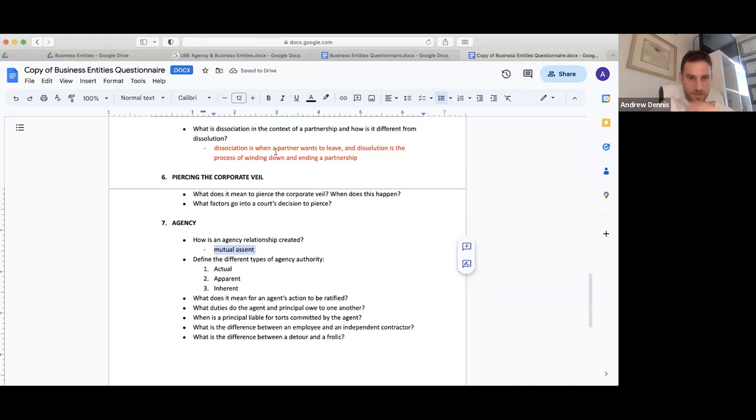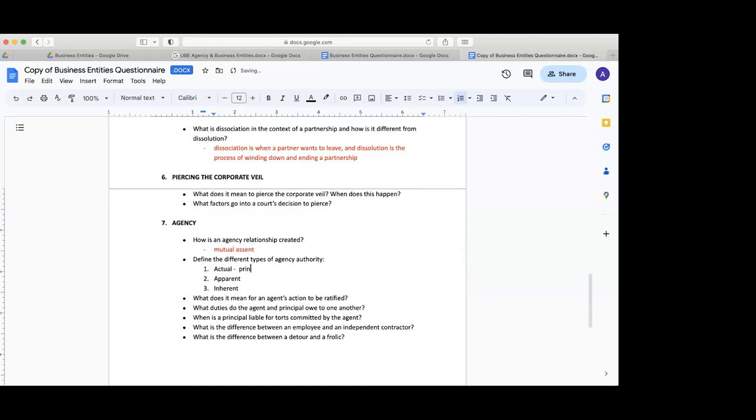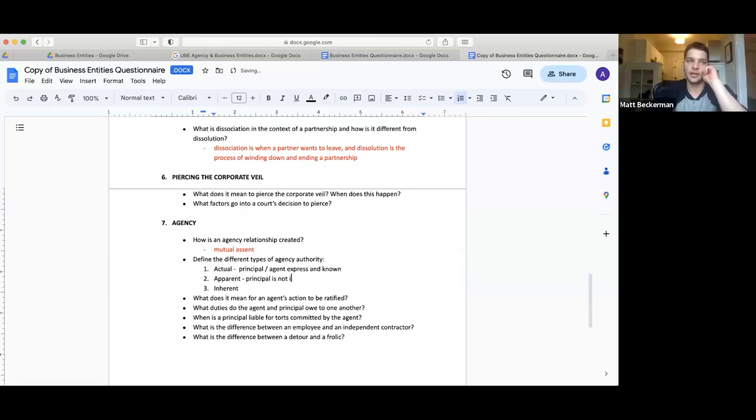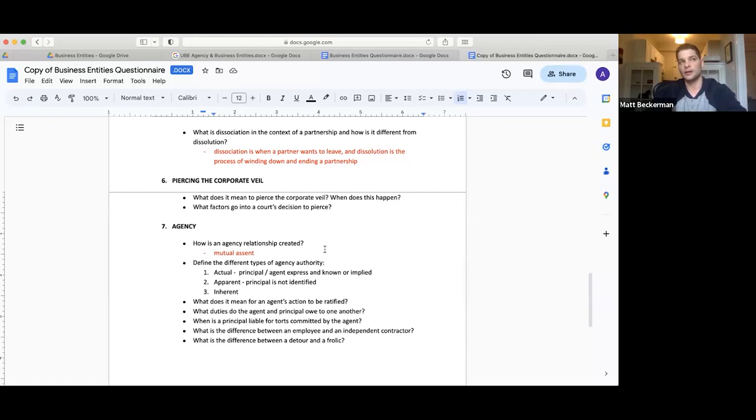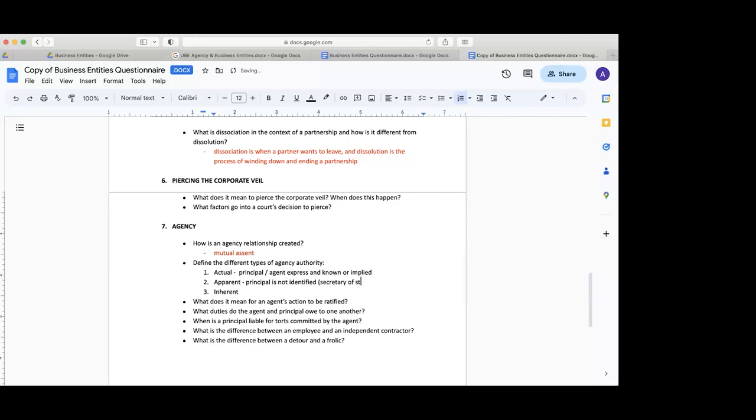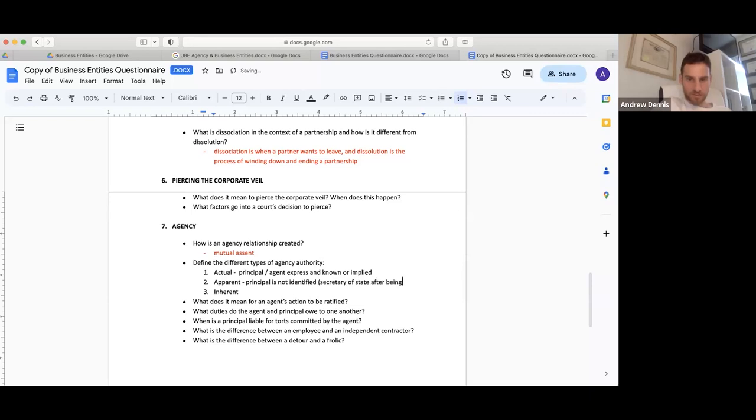Okay. Define different types of agency authority: actual, apparent, and inherent. So apparent, I think we went over recently, where a third party does not know of the agency principal relationship or cannot identify the principal. Yeah. And also you have actual, express and implied actual authority. It's kind of like the necessary and proper clause. The actual authority is what you're tasked to do, like the Constitution to Congress. And the necessary and proper clause lets Congress do things in order to fulfill their other powers. So we said authority. Secretary of State after being fired. Yeah. I like that example a lot.